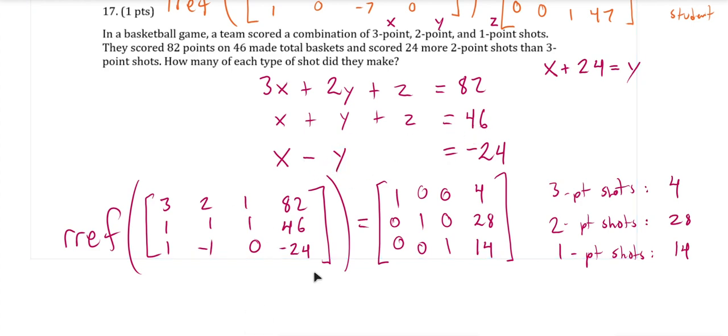Now what we want to do is put those coefficients into a matrix, take the reduced row echelon form of that matrix, and this will read off our answers. There were 4 3-point shots, 28 2-point shots, and 14 1-point shots.